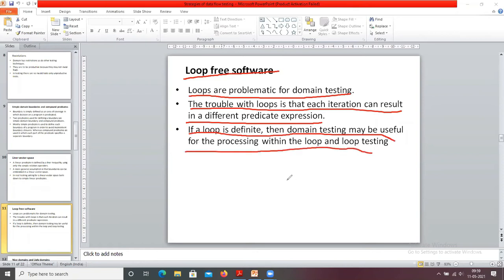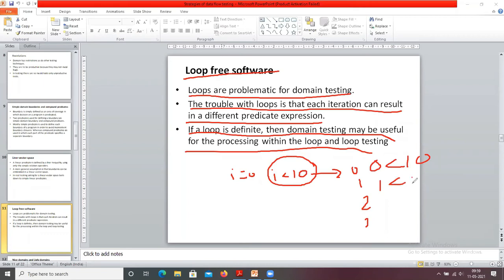Loops mean that in each iteration the condition value will change. For example, i less than 10. In the first iteration, let us take i equals 0. In the next iteration, 1, 2, like that. So the trouble with loops is that each iteration can result in a different predicate expression. This is the first predicate expression, 0 less than 10. In the next iteration it becomes 1 less than 10.